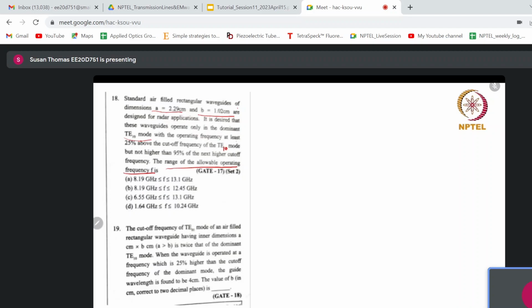Okay, so we know the value of A 2.29 centimeter and B 1.02 centimeters. Now, the waveguide operating frequency should be 25% above the cutoff frequency. So let us say FC for TE10 mode. Let us find out what is that.